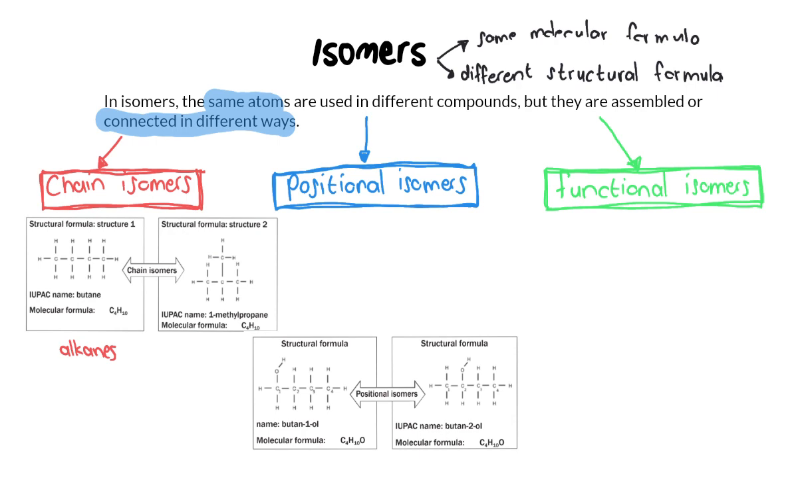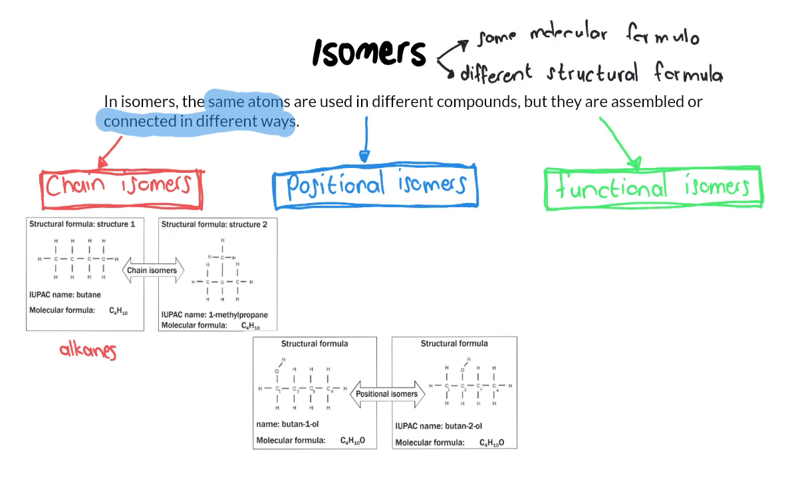Up next we have our positional isomers. So positional isomers are isomers or molecules that are in the same homologous series, but the position of their functional group is different. So for example, let's take an alcohol like butane 1-ol. Here the OH group is at the end of the chain, but over here the OH group is on carbon number 2. So exactly the same as the previous one, it has the same molecular formula, but it has a different structural formula.